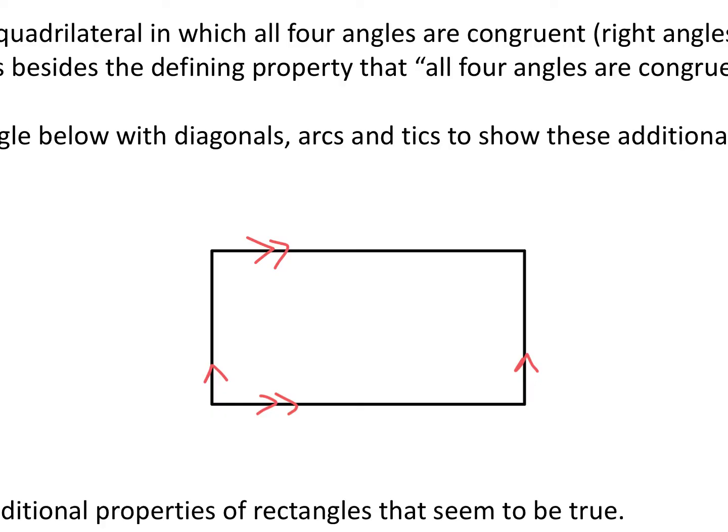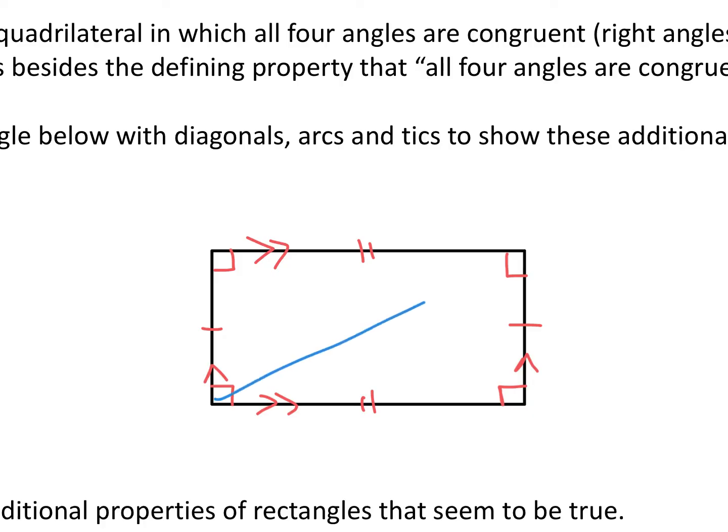Opposite sides are congruent. So this short one will be congruent to this one. This long one will be congruent to this one. Opposite angles congruent, and not just that, all angles are congruent. So we can put 4 90-degree angles because they're all congruent, not just opposite, but all. And now let's put in our diagonals.